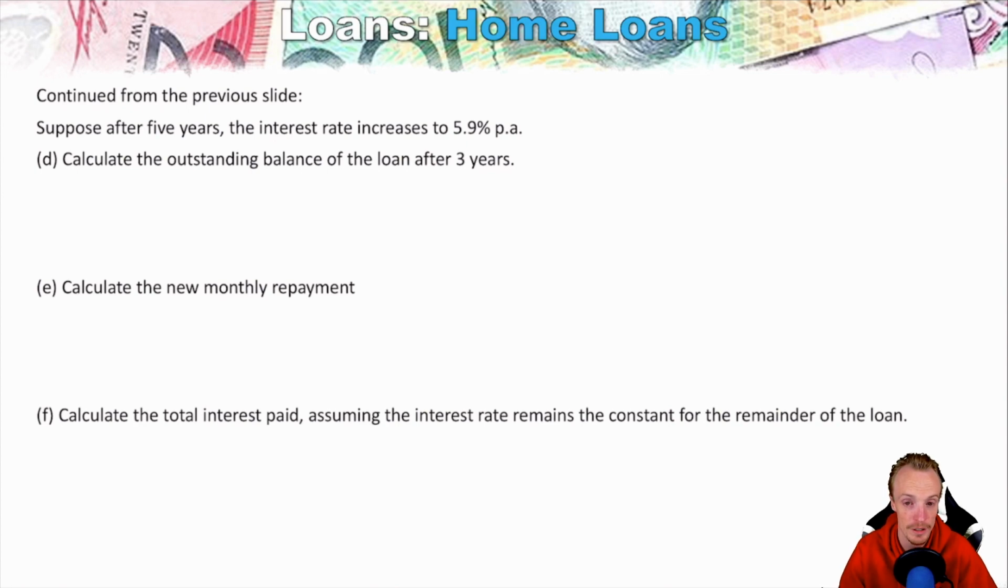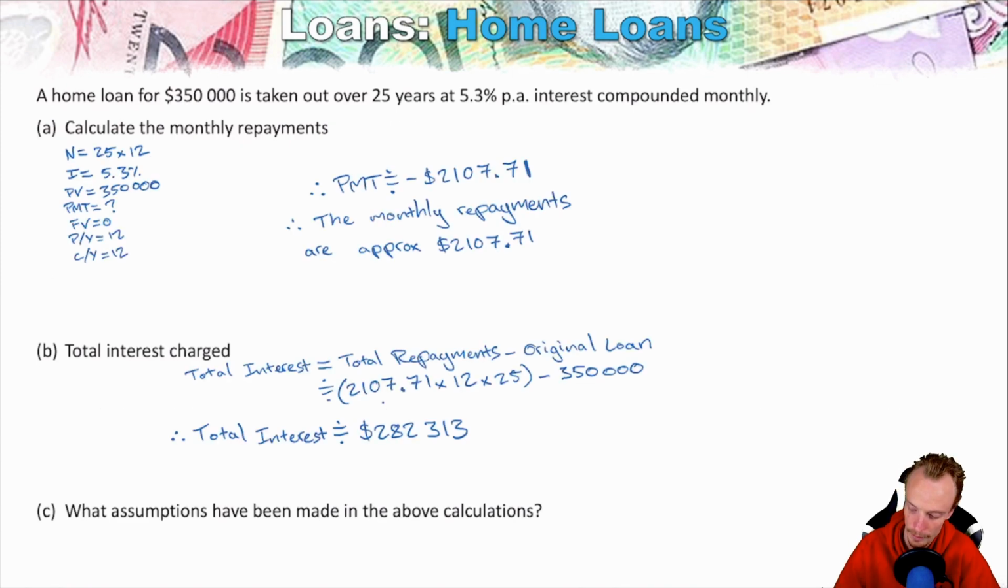So the first thing you actually need to do is work out what was the outstanding balance of the loan at 5 years? Hang on, that's a typo on my part. That there should be 5 years. My bad. So we're going to look at what was the outstanding balance of the loan after 5 years. So our N here is going to be 5 by 12 for the monthly repayments. The interest rate was what the interest rate was on the original loan, so that was 5.3%.